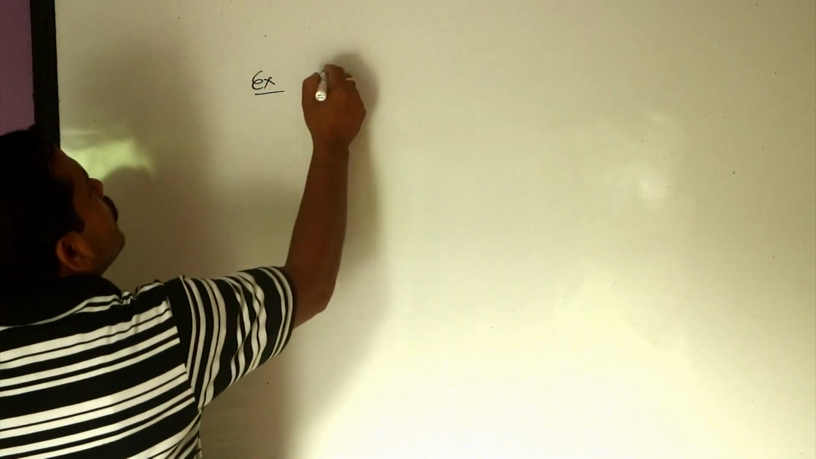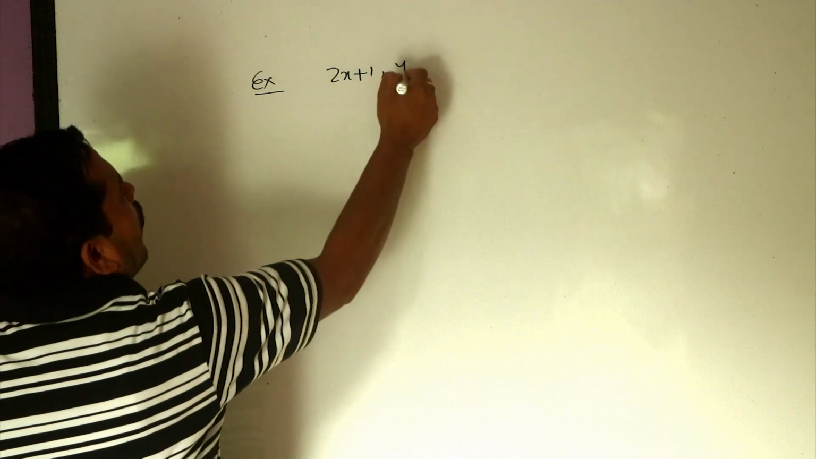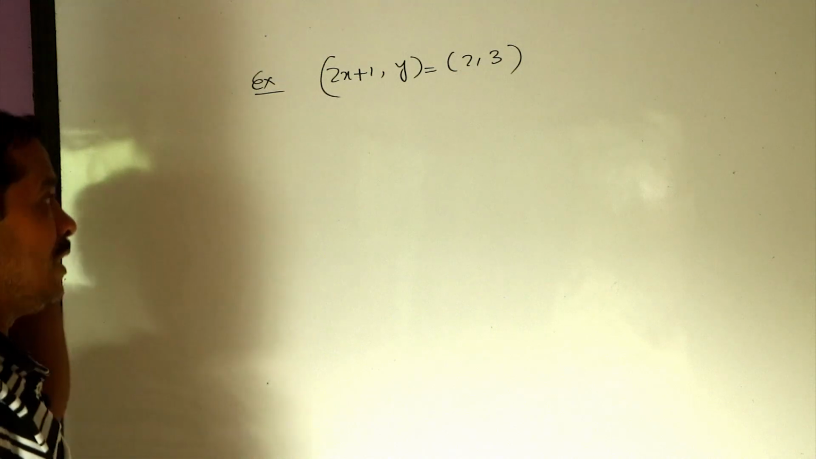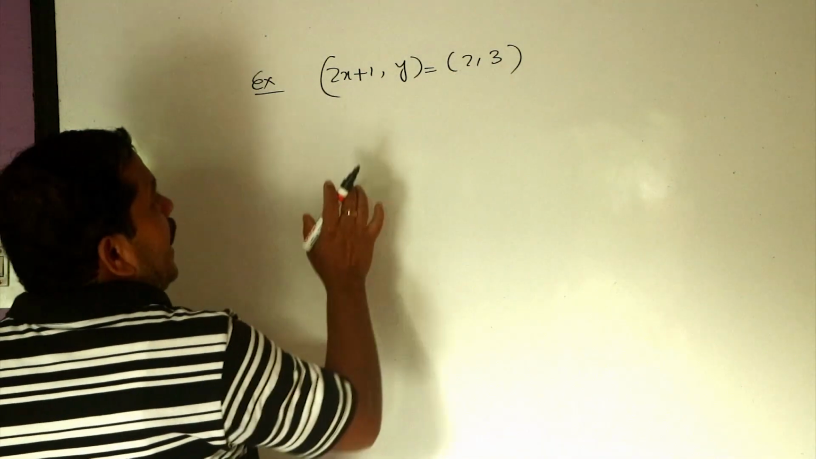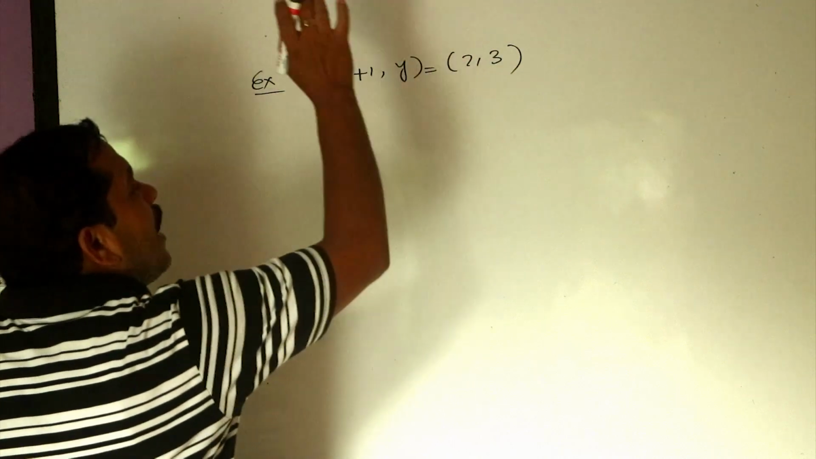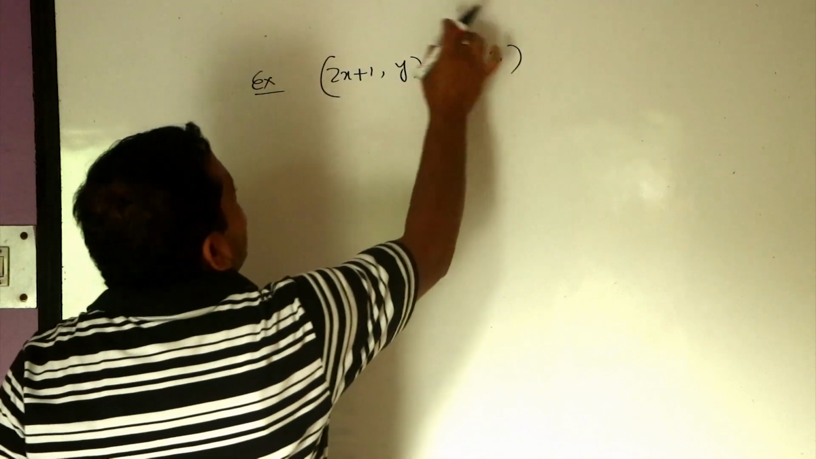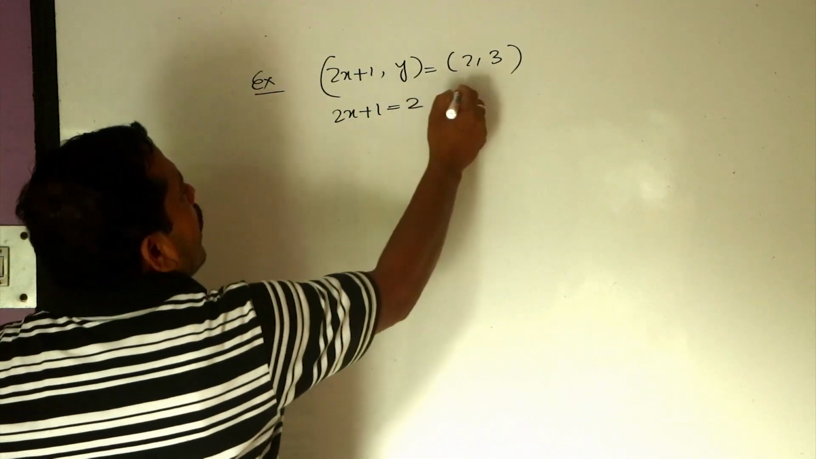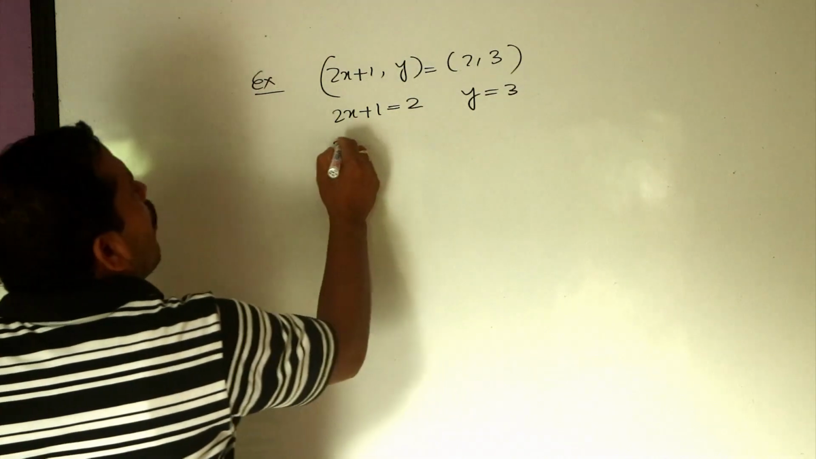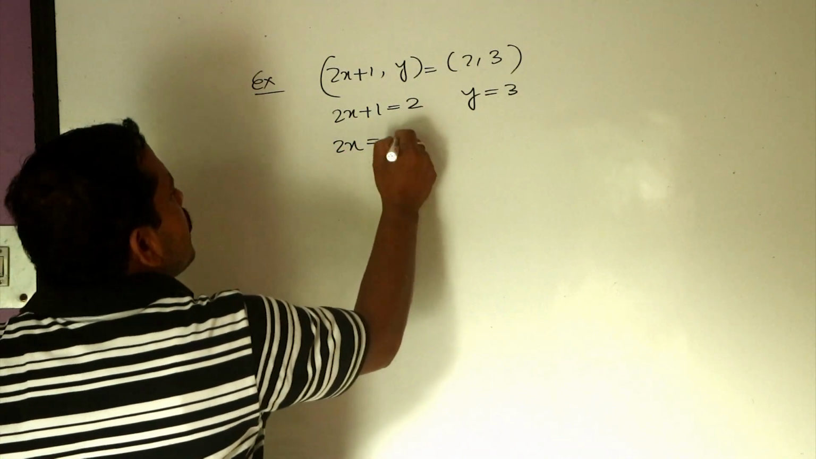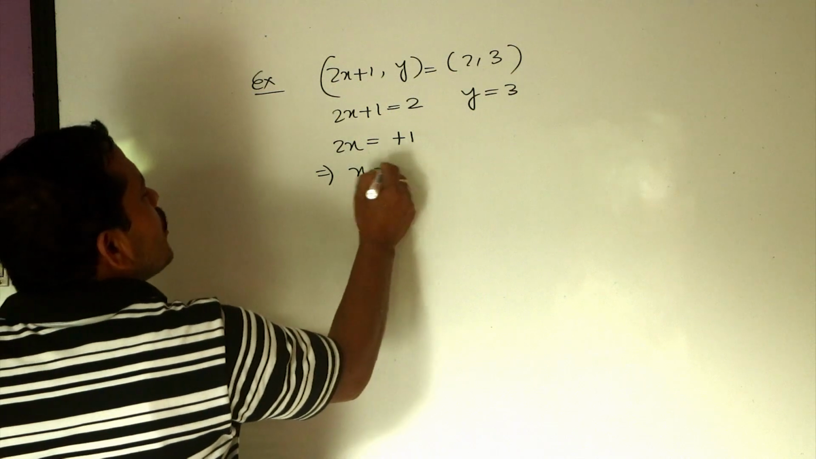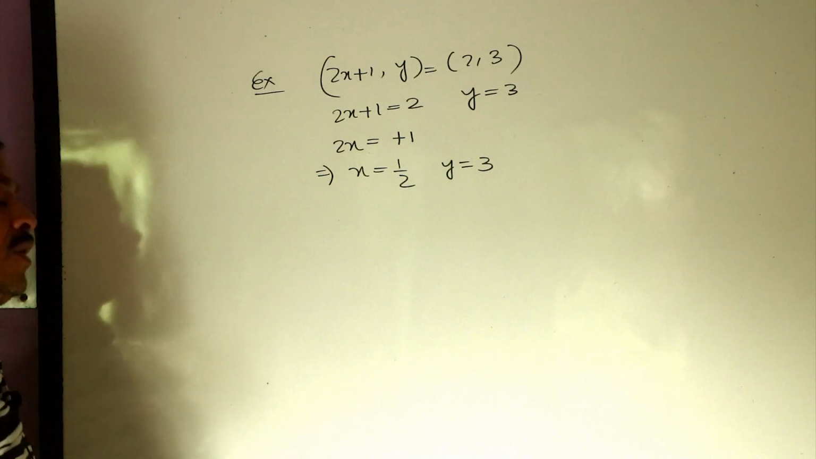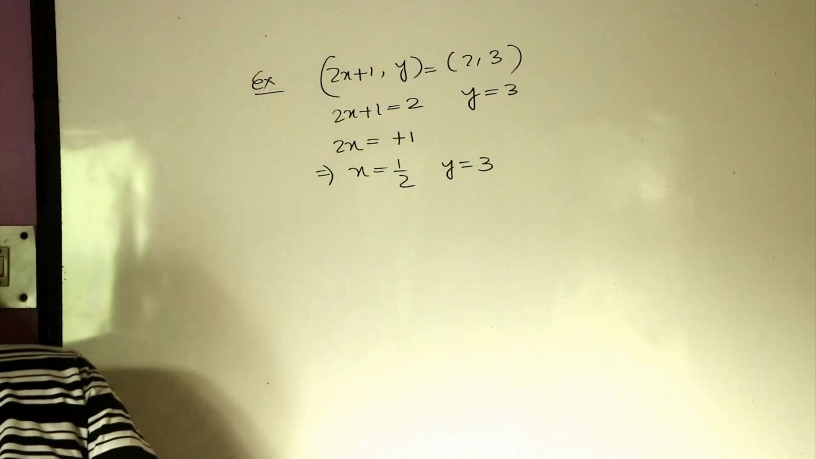Suppose (2x plus 1, y) equals (2, 3). Find the value of x and y. We know that two ordered pairs will be equal if the first component is equal to first and second is equal to second. Similarly, 2x plus 1 will be 2 and y will be 3. Now 2x equals 2 minus 1, 2x equals 1 and x equals half, and y equals 3. Very easy process, you can find the value of unknown variables x and y.